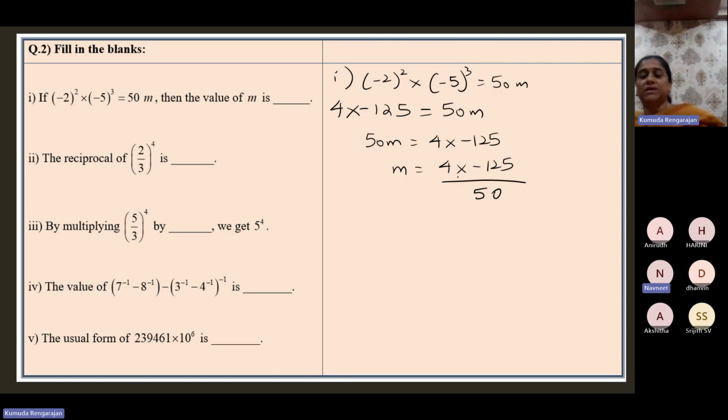So m is equal to 4 into minus 125 divided by 50. You need not multiply. Supposing the numbers were large, why waste time multiplying? Simplify. Now you have to simplify. 25 twos are 50. 5 times. Minus 5, I didn't cancel the minus sign. It's here. Then 2 ones are 2, 2 twos are 4. So m is equal to minus 10. Minus 10.